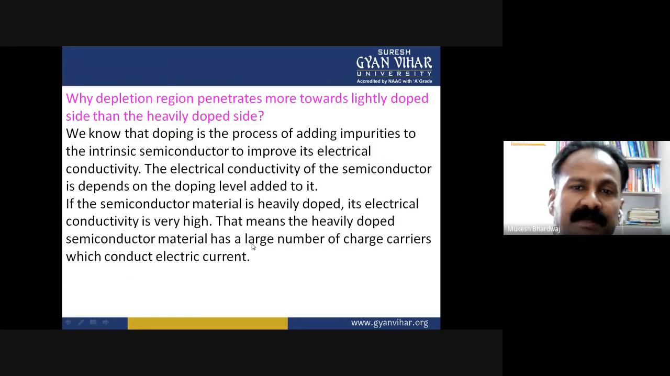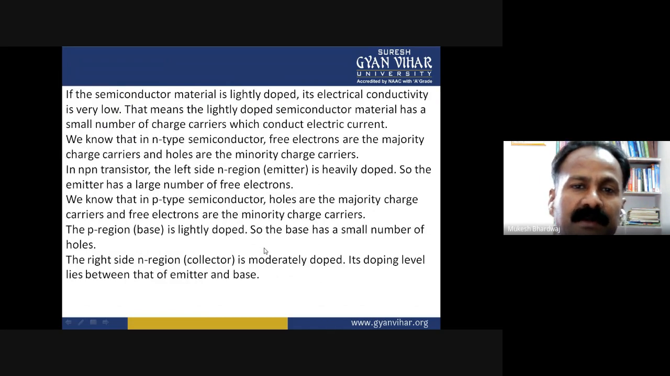Why does the depletion region penetrate more towards the lightly doped side than the heavily doped side? We know that doping is the process of adding impurities to an intrinsic semiconductor to improve its electrical conductivity. The electrical conductivity of the semiconductor depends on the doping level added to it. If the semiconductor material is heavily doped, its electrical conductivity is very high. That means the heavily doped semiconductor material has a large number of charge carriers which conduct electric current. If the semiconductor material is lightly doped, its electrical conductivity is very low.